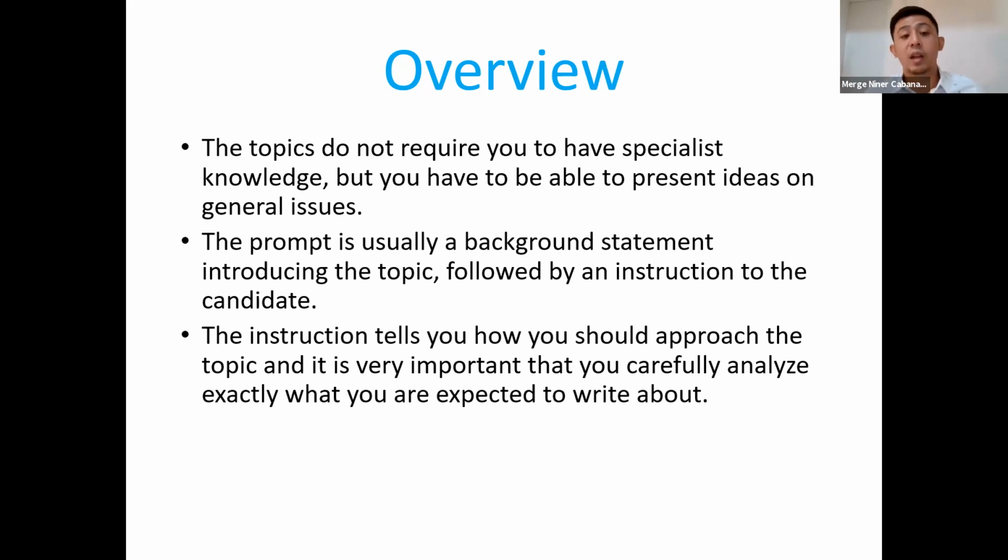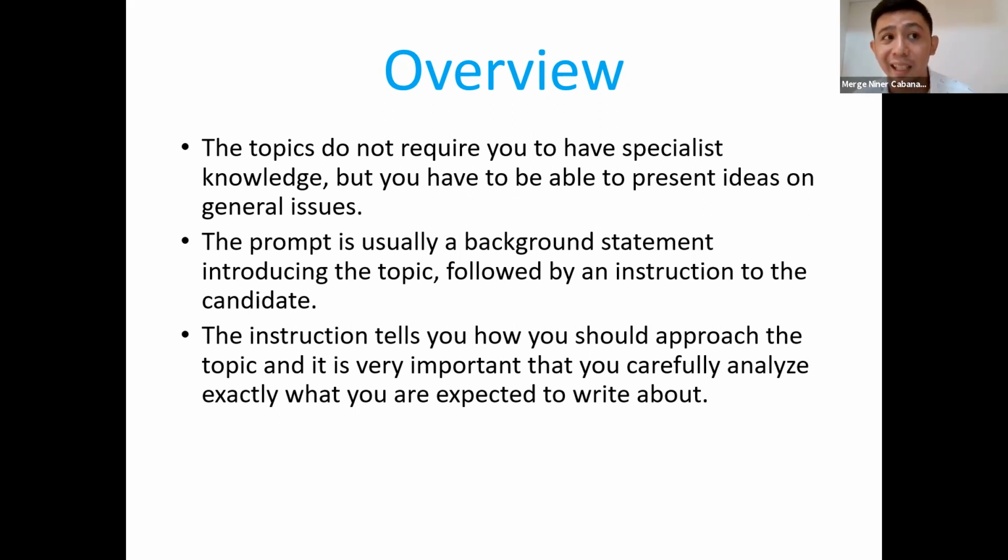All right. So the prompt is usually a background statement introducing the topic. So that is basically us chopping down the parts of your task here. So your task description contains a prompt, and the prompt is what we refer to as the background statement that introduces the topic, and it is followed by an instruction to you. All right. And this instruction now tells us exactly how we should approach the essay.